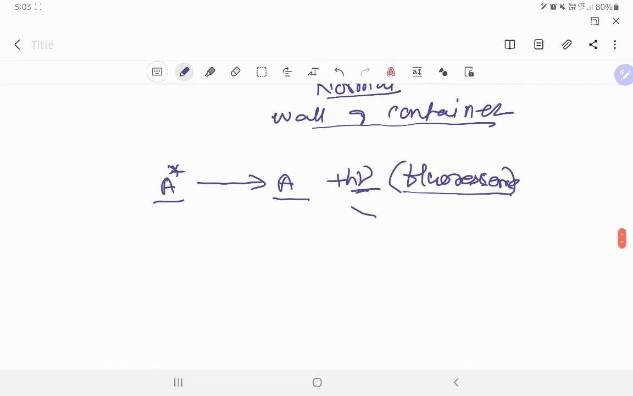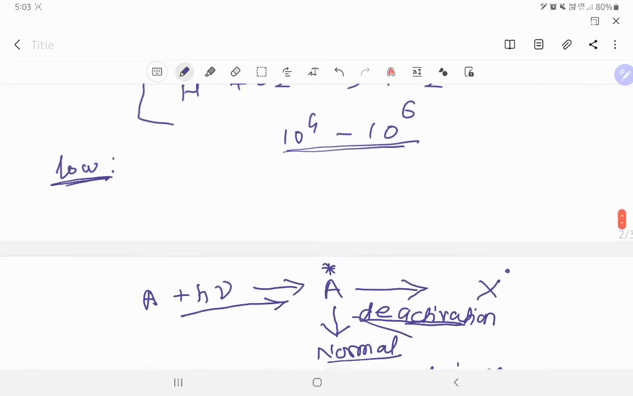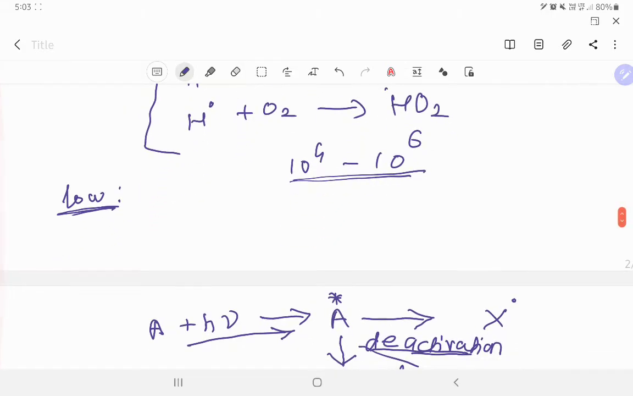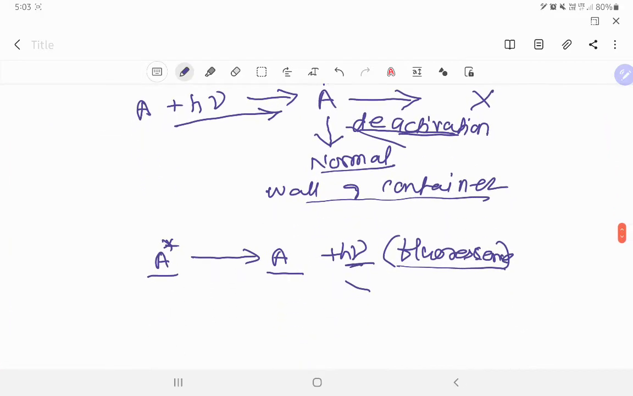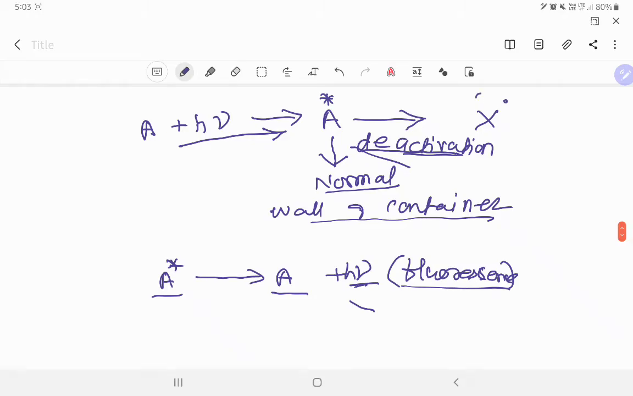Sometimes whatever product is formed in the primary process may recombine to the reactant, as in a termination process. Here we have seen Cl may react with Cl to form Cl2. In some reactions, not in the case of H2 and Cl2, the products may undergo a reversible reaction, due to which quantum yield will be high.